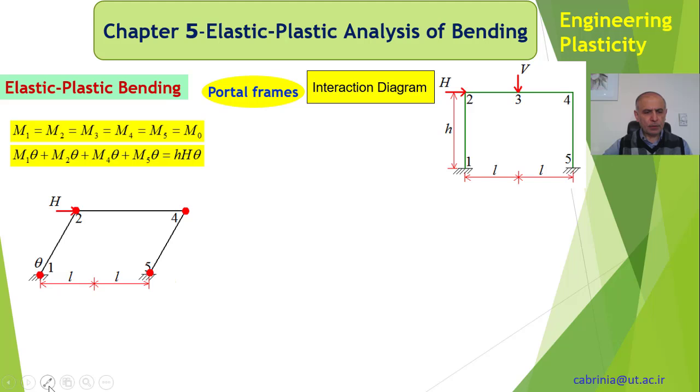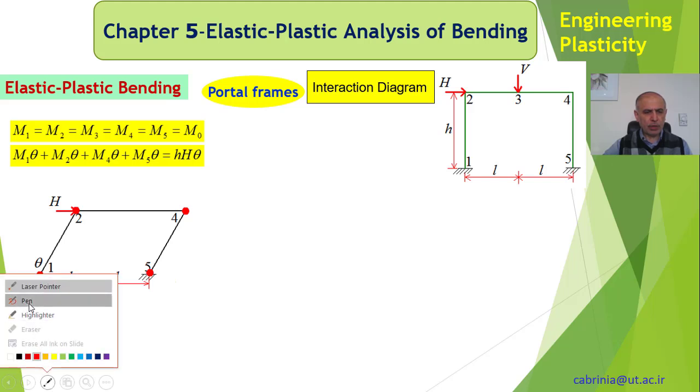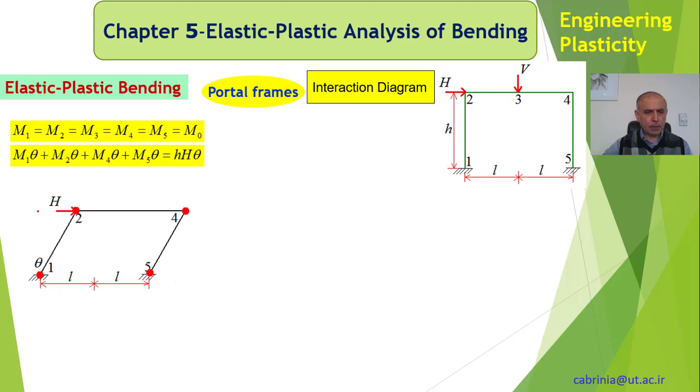Let me show you here with this pen. That is the distance. So that is theta, and that distance is H, so H times theta is this distance. So H times H theta gives us the work. Therefore we could write this as 4M0 equal to H times H, and we get H times H divided by M0 is equal to 4.